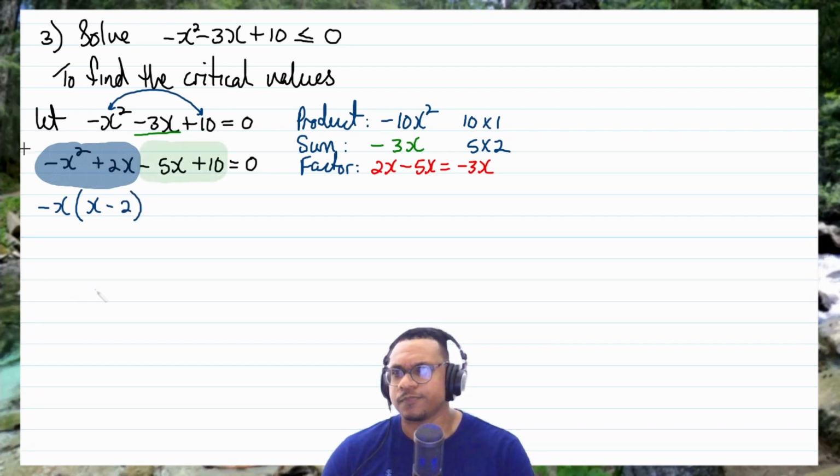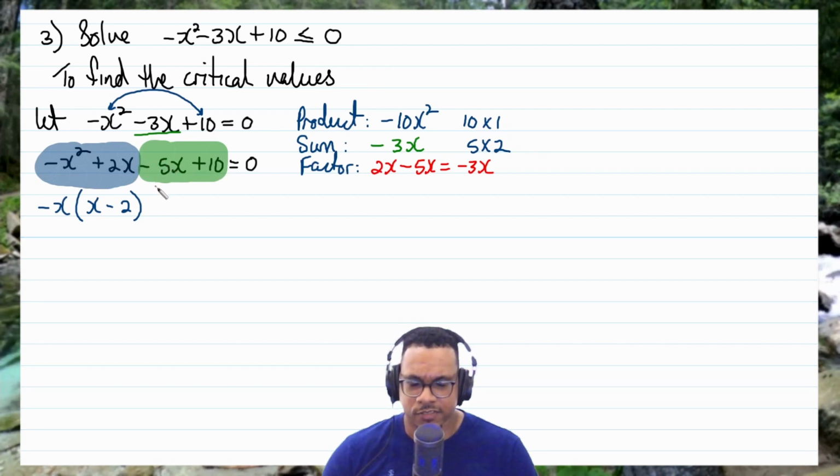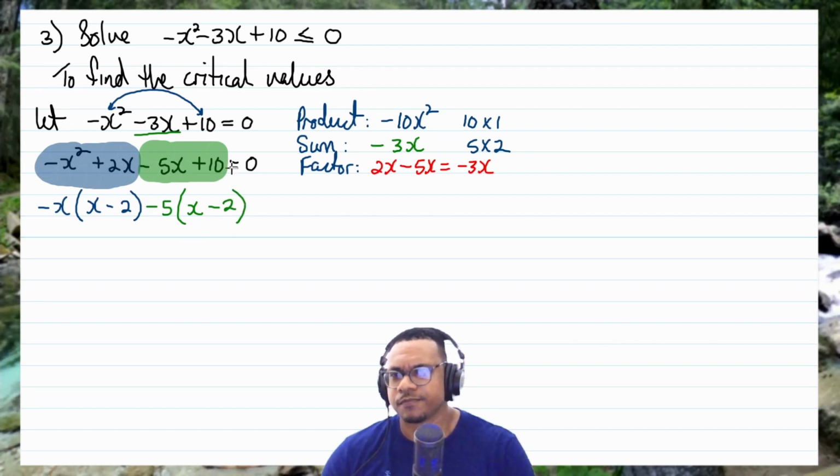So I'll close brackets. Next, I'll look at these two terms here, and again, the first term has a negative sign in front of it, so my highest common factor would have a negative sign in front of it. So now I'll look to see what's the highest thing that can go into these two terms, and that will be 5. So my highest common factor will be -5. So I'll open brackets. And say negative 5x divided by negative 5, and I'll get x. Then I'll say positive 10 divided by negative 5, and I'll get negative 2. Now I'll close brackets and put that equal to 0.